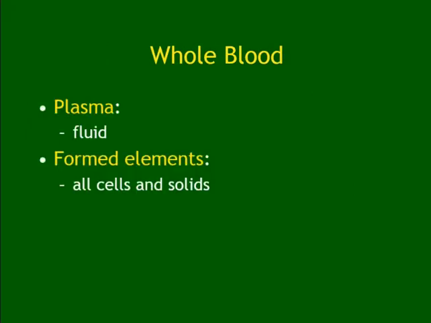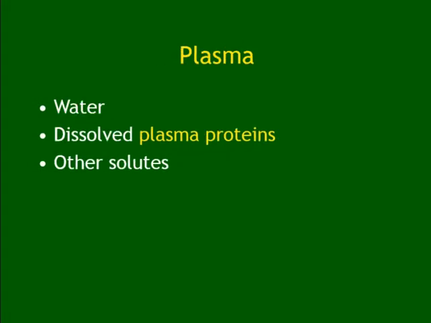So the whole blood consists of two parts. The plasma, which is the fluid part, and formed elements, and these are the cells and solids. Plasma is the fluid. Formed elements are the others, like solids and cells. What are the cells? Red blood cells, white blood cells, platelets. The plasma itself is just water and plasma proteins dissolved in that water, and this is the main thing, plus other solutes that we will talk about.